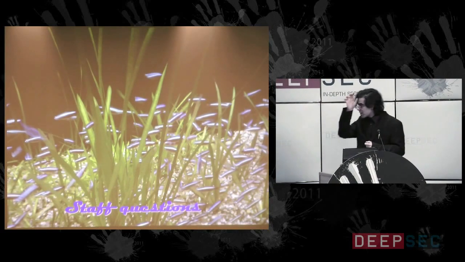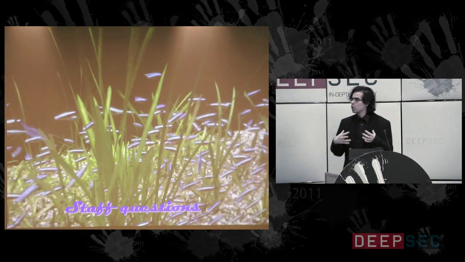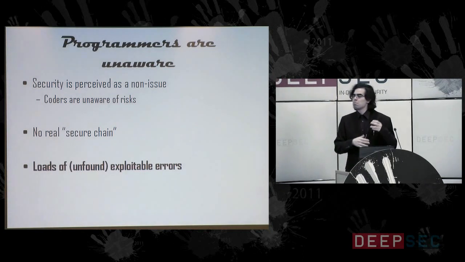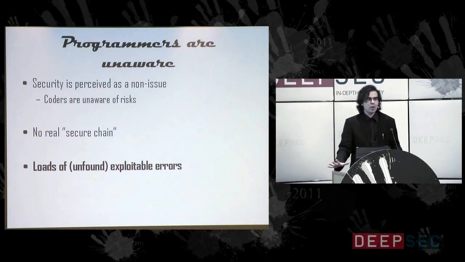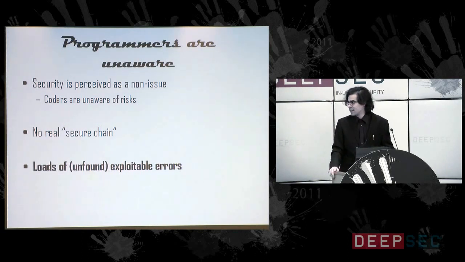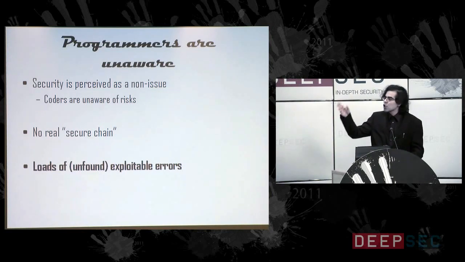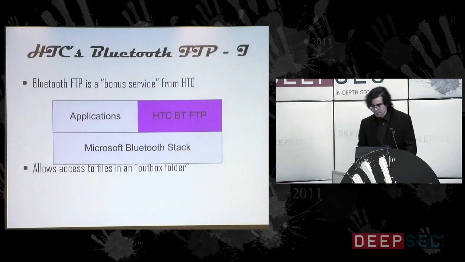Well, with that, we're almost done. It's time to look at the staff who are working in mobile. First of all, most mobile programmers still are completely unaware of security. There is no secret chain, and this means there is a huge amount of unfound and exploitable errors in the operating systems currently.